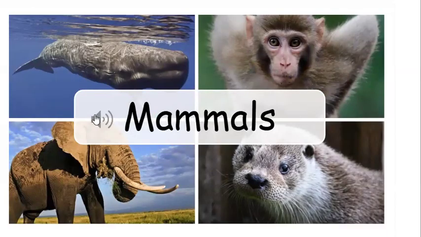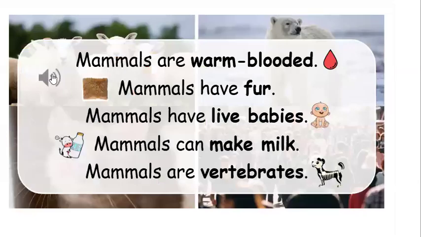Mammals. Mammals are warm-blooded. Mammals have fur. Mammals have live babies. Mammals can make milk. Mammals are vertebrates.